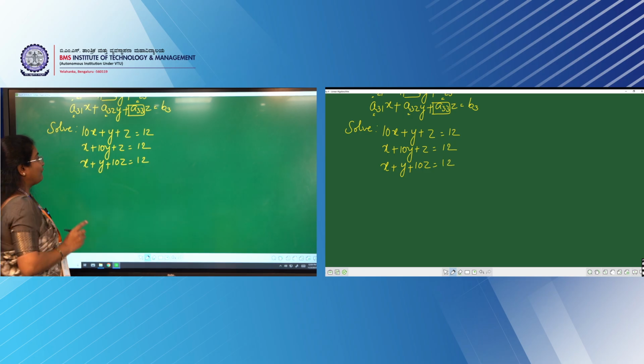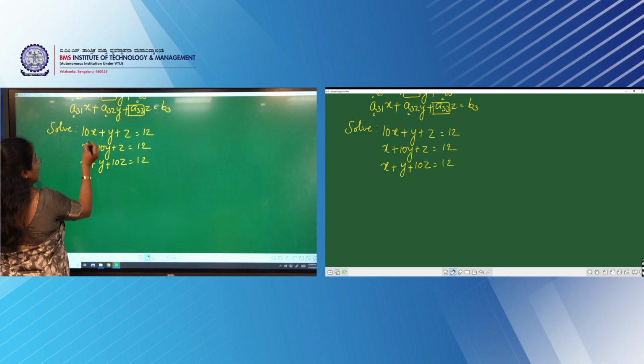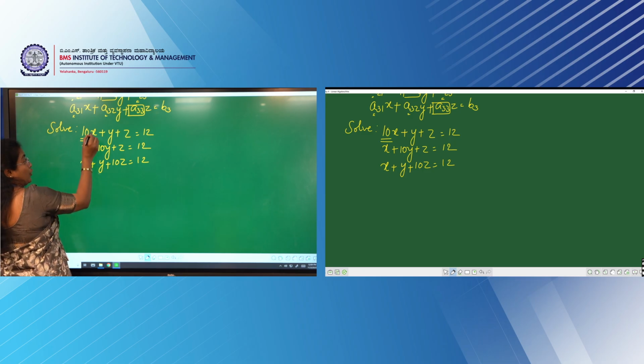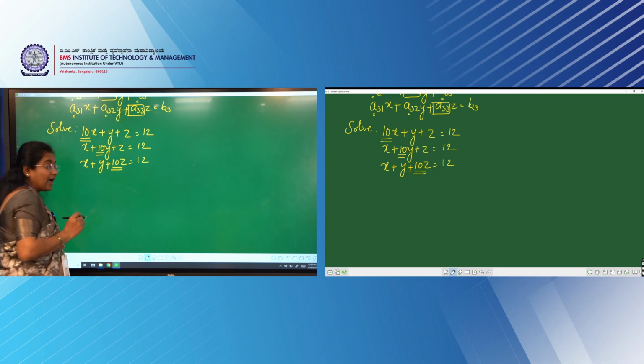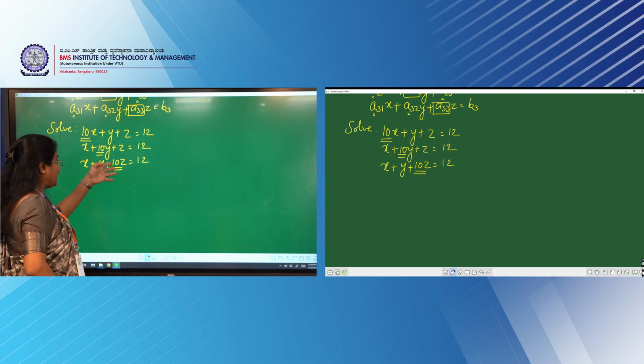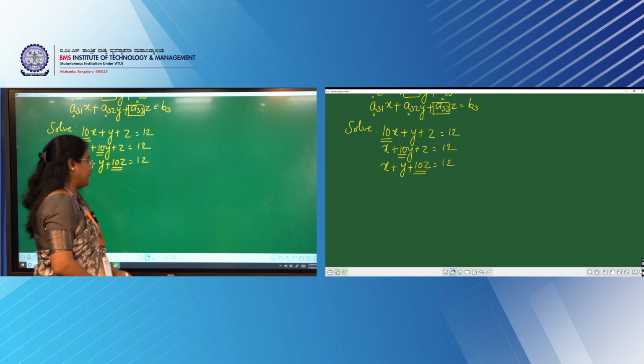First you have to observe, in the first equation, is the coefficient of x large? Yes. The coefficient of x is 10 and the remaining are 1. In the second equation, yes. In the third equation, yes. In this problem all the diagonal elements are the same, but they need not be the same.